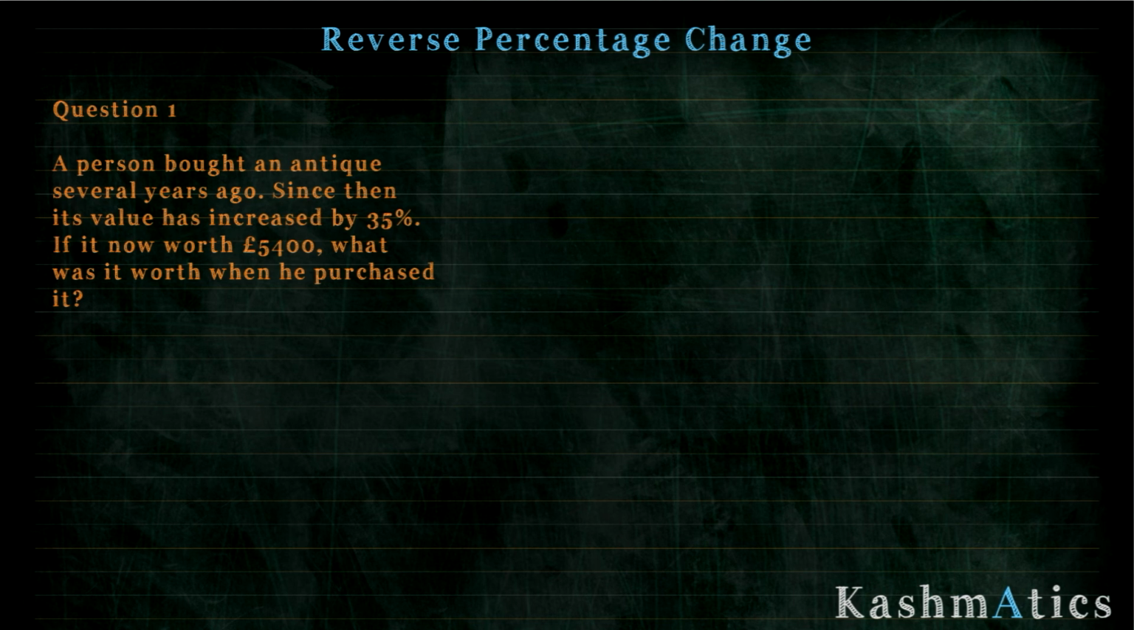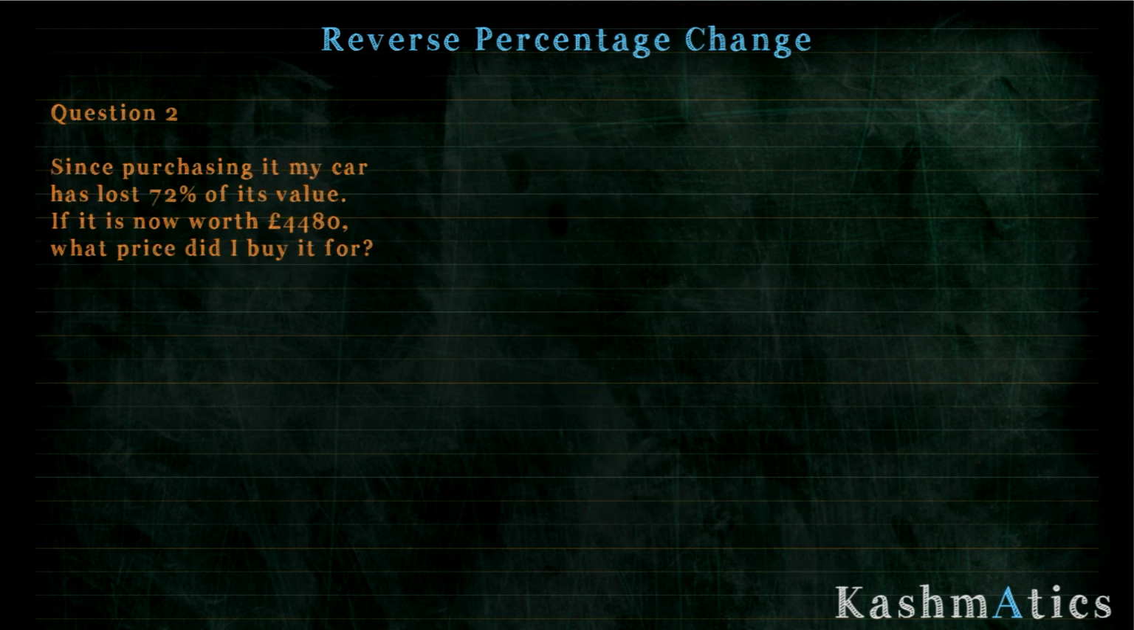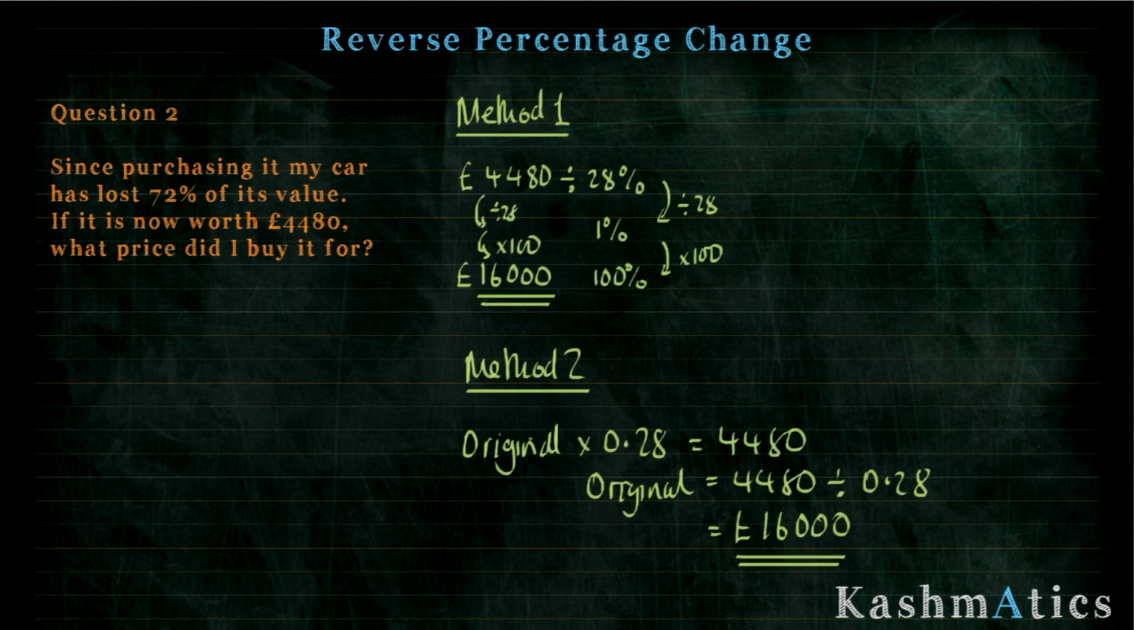And the answer's coming up in 3, 2, 1, and there you go. Okay, so the original price of this antique was £4,000. Question number 2. Pause the video and give it a go. And I'm going to give you the answer in 3, 2, 1. There you go. The original price of this car was £16,000.